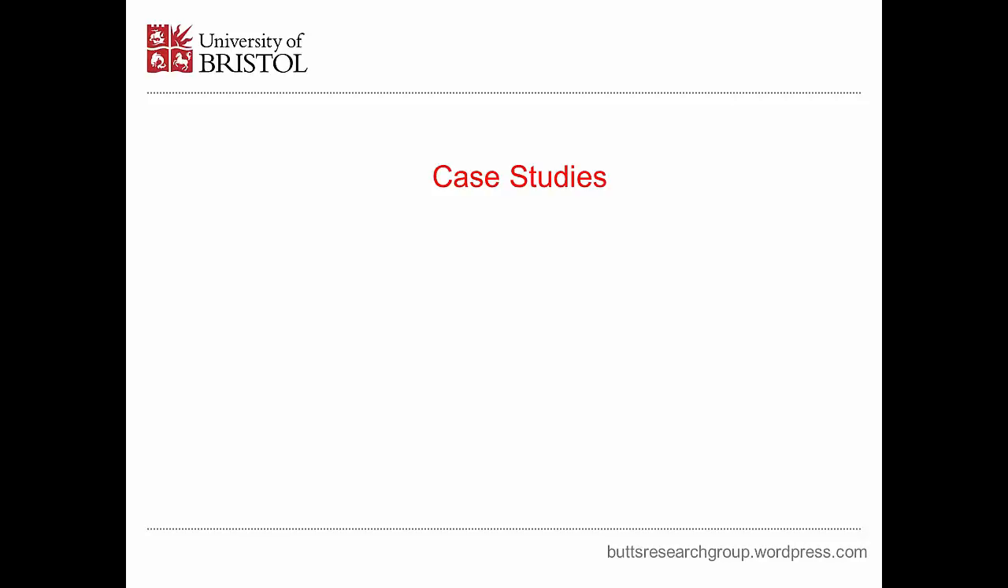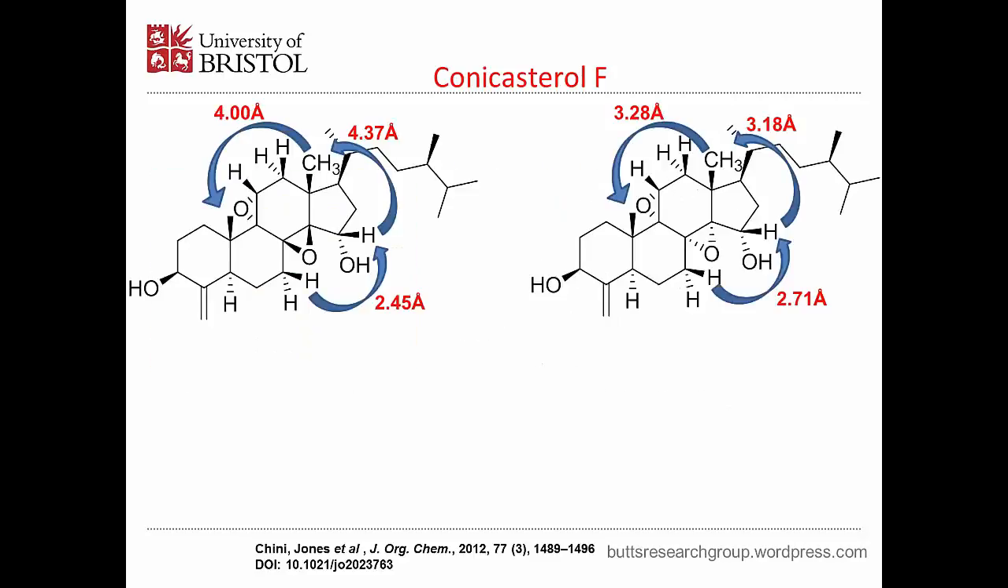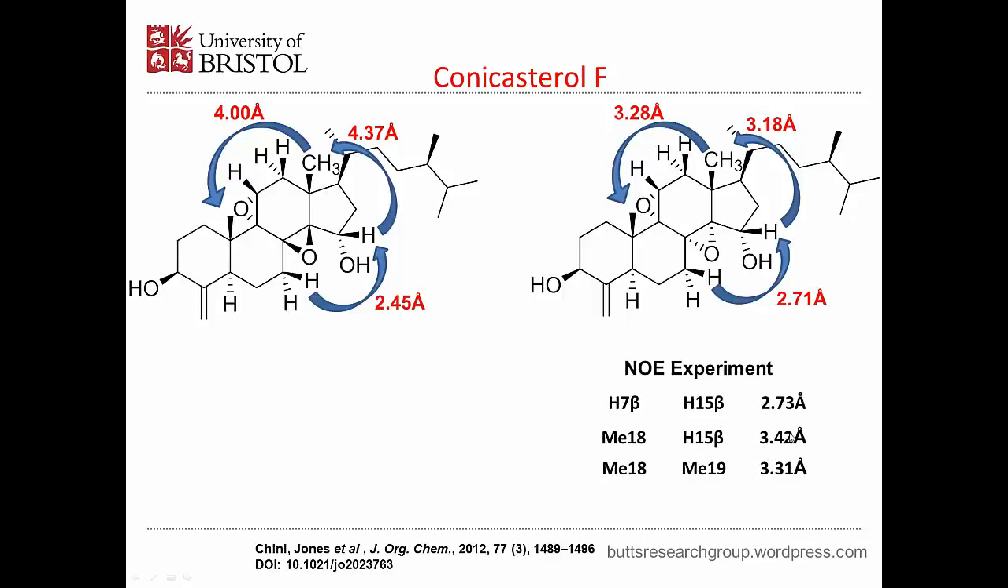So in terms of applying these to real systems, let's look at a couple of case studies very quickly. So going back to our conocosterol F, you'll remember that there were two possible diastereomers with two sets of internuclear distances, and when we applied our qNOE distance analysis, these are the values we found. H7 to H15, that's across the two rings there, is 2.73 angstrom, that ties up quite nicely, and sure enough, so do the other two distances at 3.4 versus 3.2 angstroms, 3.3 versus 3.3 angstroms, so actually there's a really nice fit to the data here.